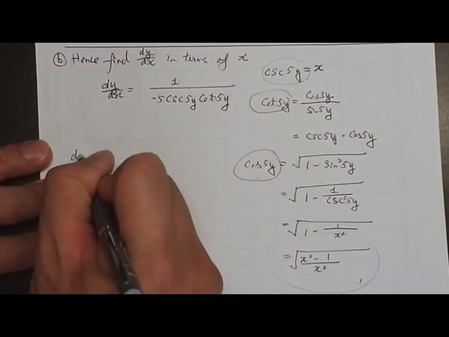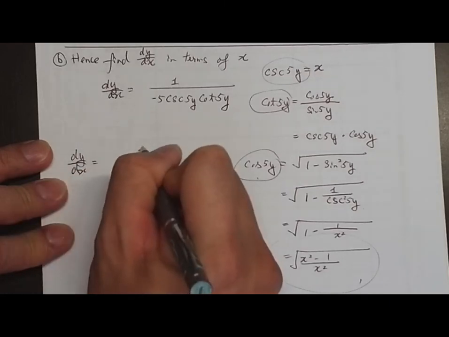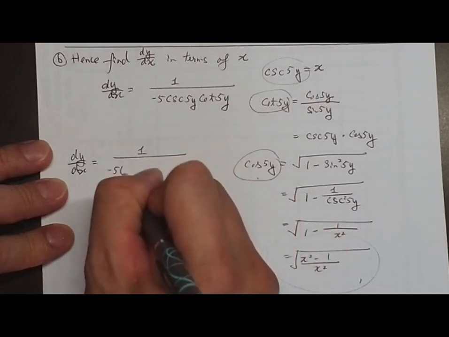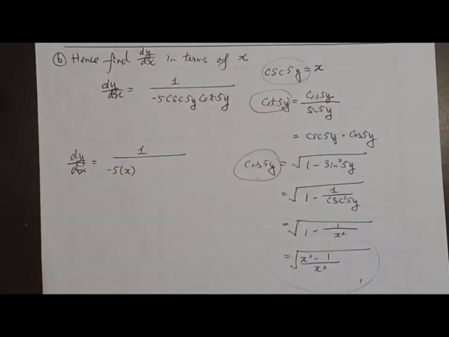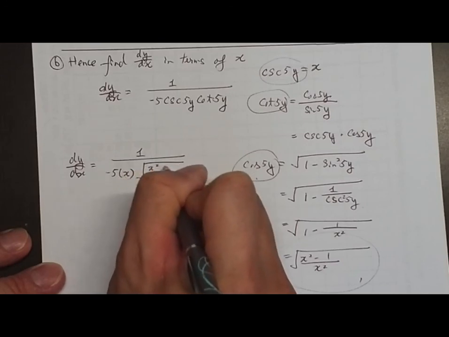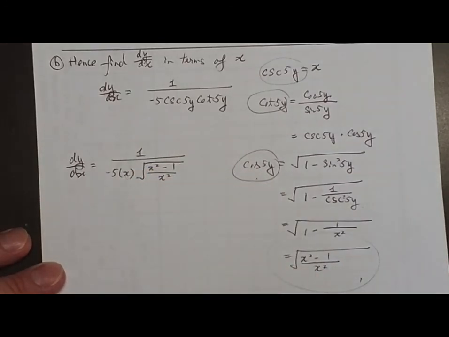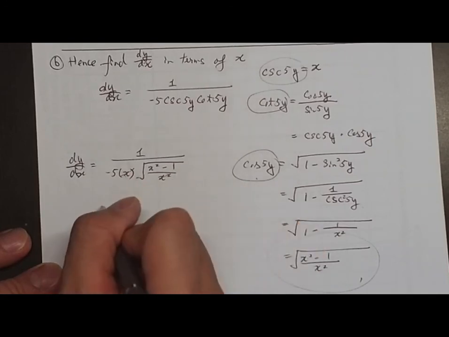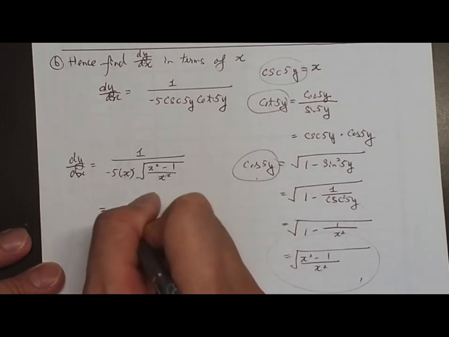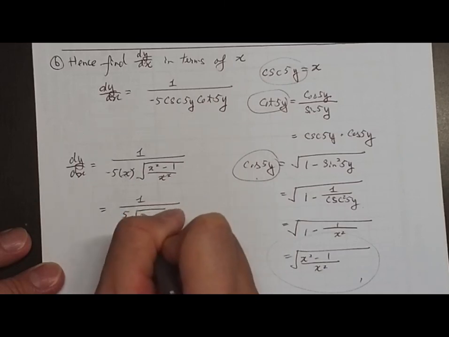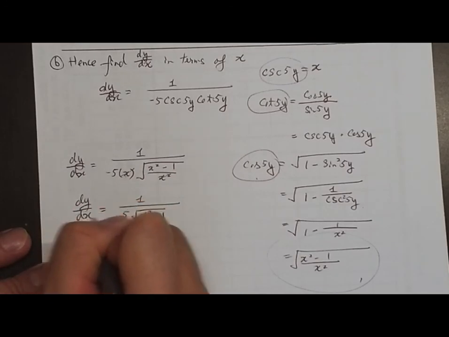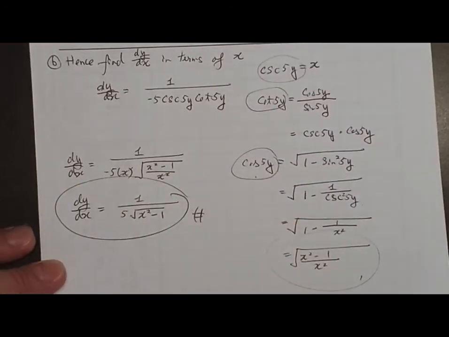We got dy by dx is equal to 1 over minus 5, and cosecant 5y is equal to x, cotangent 5y is equal to square root of (x squared minus 1) over x squared. And of course, this one can be cancelled out because this is x squared. If we take it inside, so x squared and x squared cancel out, we got 1 over 5 square root of (x squared minus 1). This is the dy by dx in terms of x here.